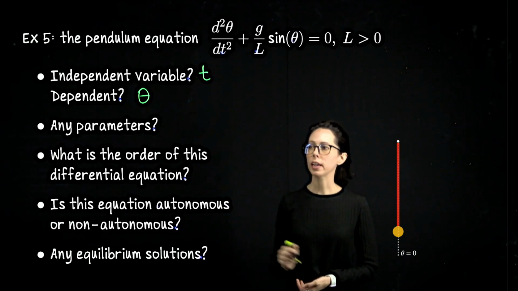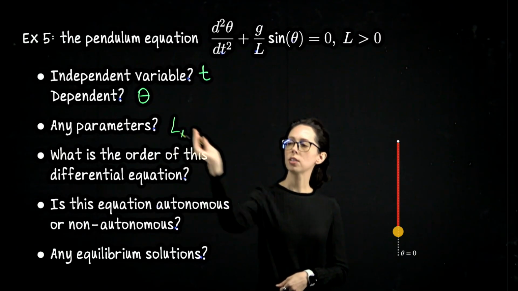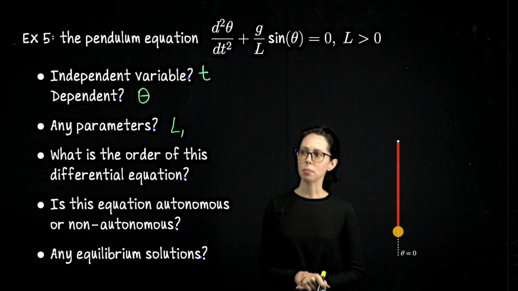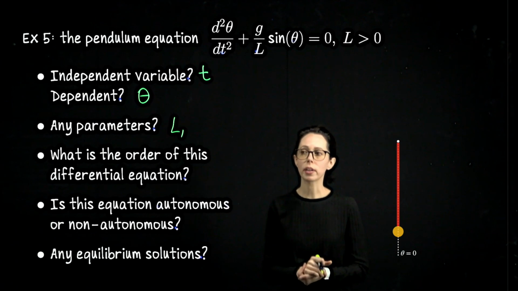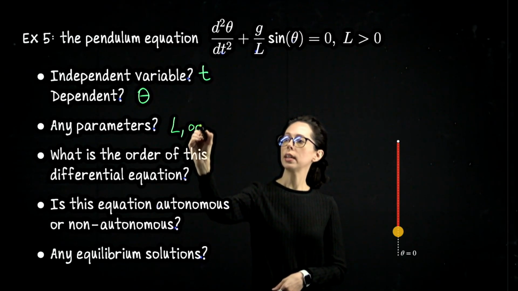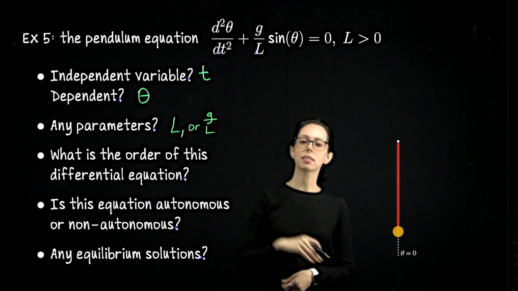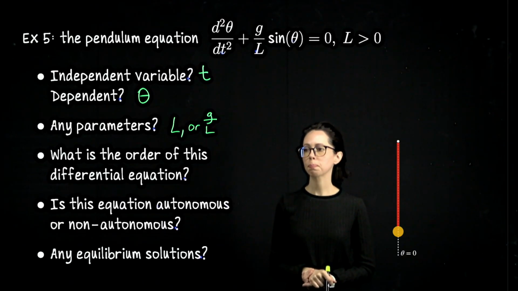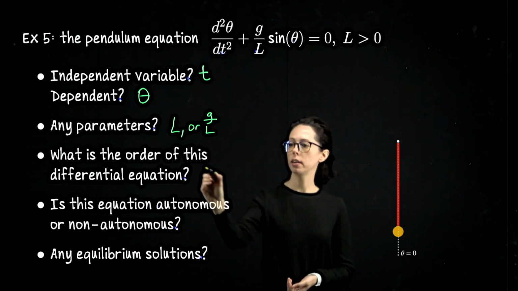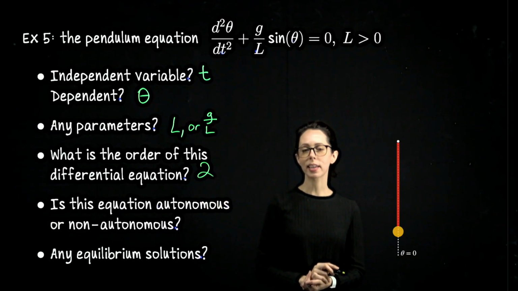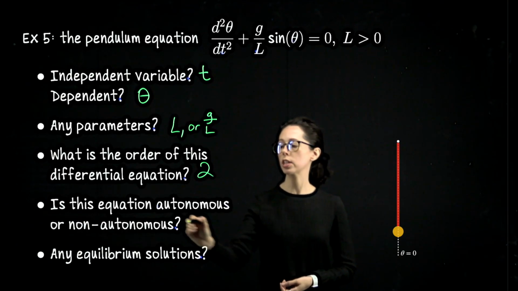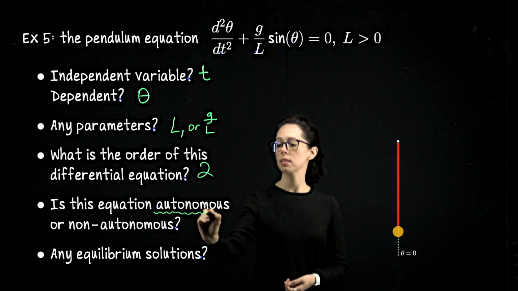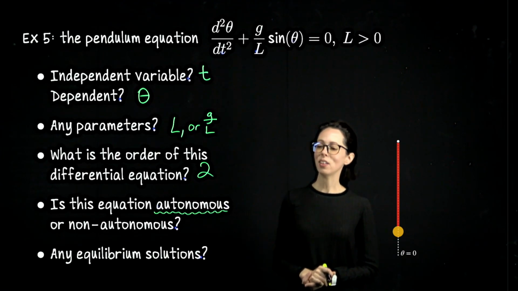The main parameter here is the length of the pendulum, assuming that we have the same gravitational constant. But since you have g divided by L in one term, it's one coefficient, you could actually treat that coefficient as a parameter for each pendulum. This is a second order differential equation, and again, we do not have any occurrence of the independent variable t in this equation, so this is autonomous. Okay, that runs through the basics.